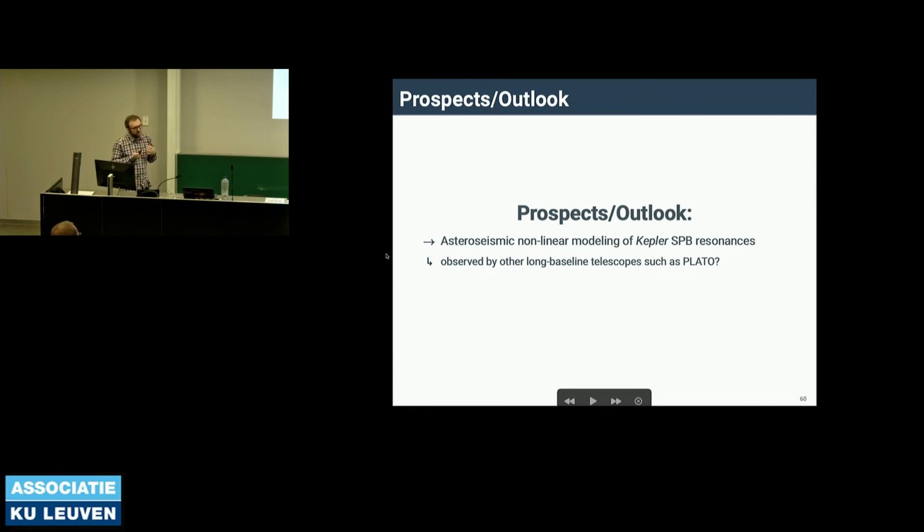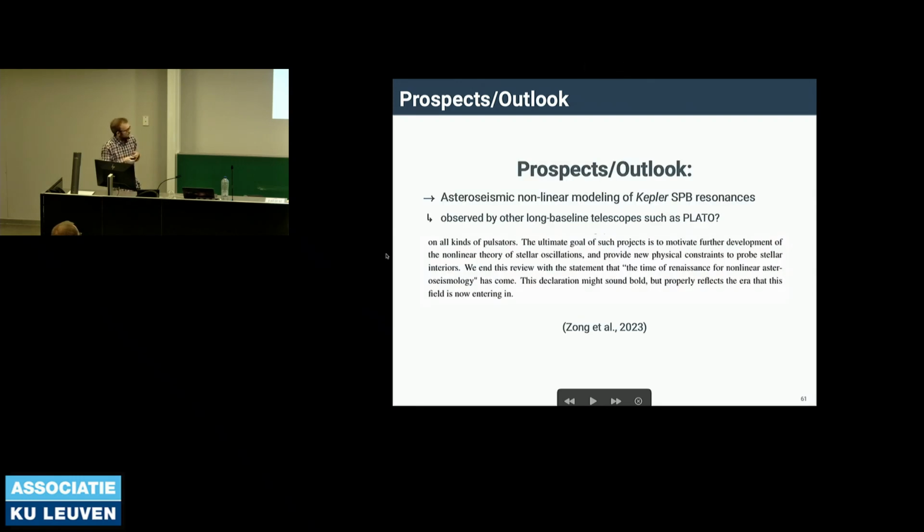But a more elegant way of stating this outlook is by Zhong et al., who in a review on this nonlinear asteroseismic field state that the time of renaissance for nonlinear asteroseismology now has come. And with that, I think I am finished.